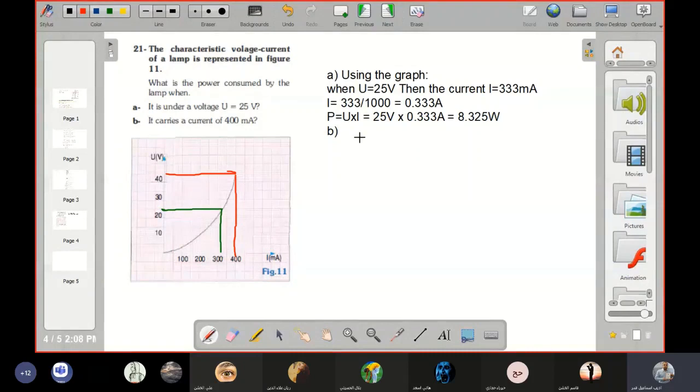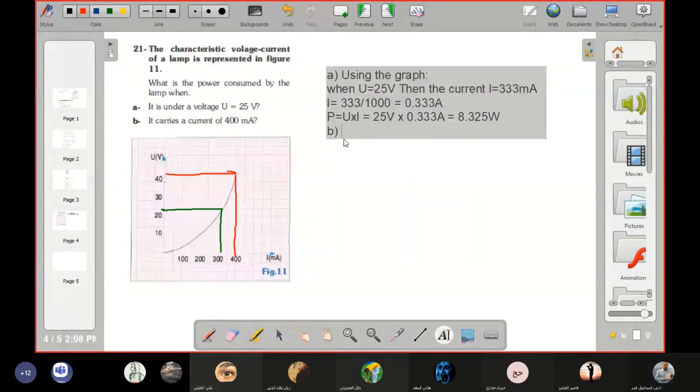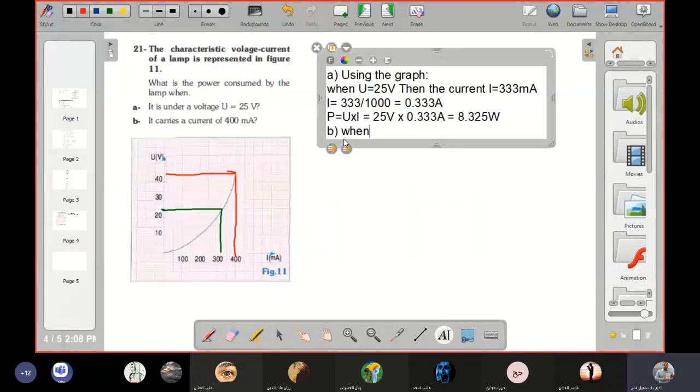Now we say when I equal 400 milliampere, U equal how much? 45 volts. Are you still with us, Ali?